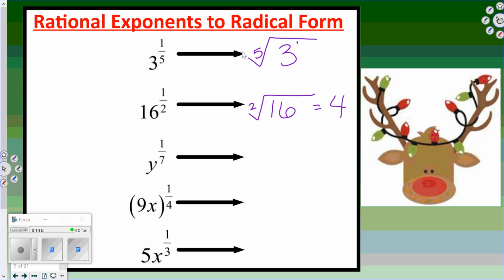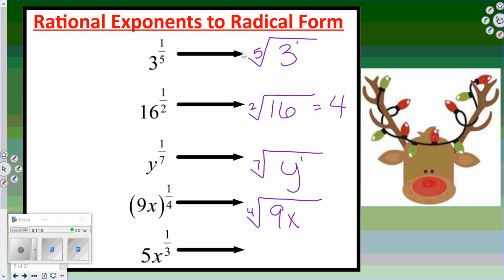How would you rewrite y to the 1/7? That'd be the 7th root of y to the 1st. We're going to look at some other exponents here in a little bit. How about 9x to the 1/4? What root is it? So the 4th root. I need you guys to learn how to say these: the 4th root of 9x. Yeah, because I read the answers to you guys in the proper form, so hopefully you start picking up on how you say it.